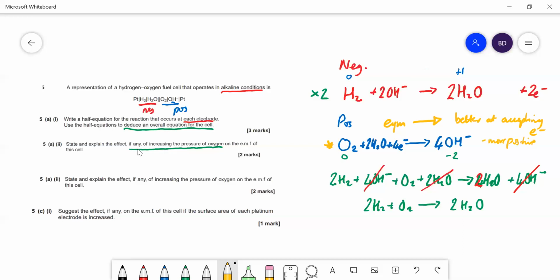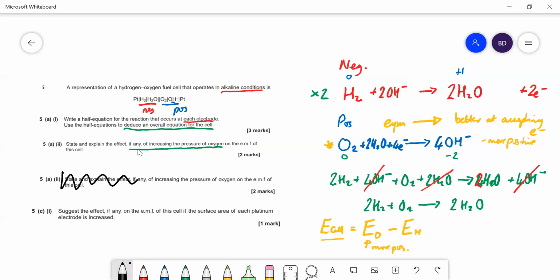Right, so from that, we can see that the EMF of the cell, E cell, would increase, because E cell, don't forget, is going to be E right, which is the oxygen, minus E left, which is the hydrogen. So if we make this one more positive, then we're going to make E cell bigger. So you would increase the EMF of the cell. Right, I've answered that question.